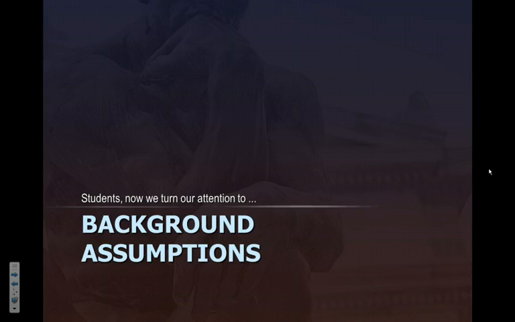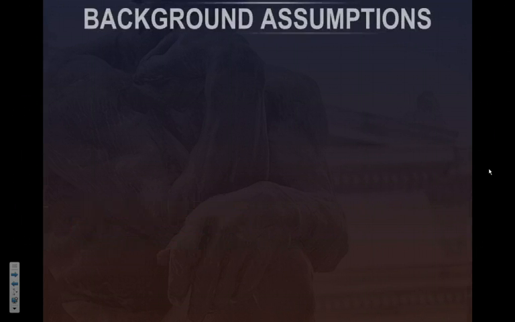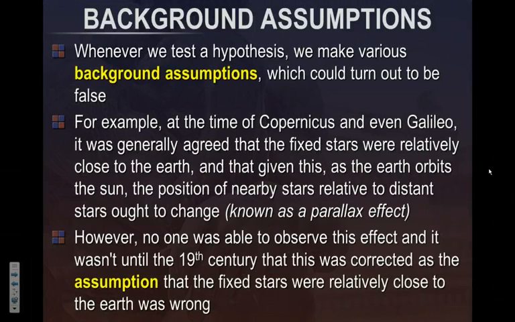The second thing to think about is assumptions, or background assumptions, that scientists might have. So here's the simple one, and by the way, this is where the morning class stopped. At the time of Copernicus and Galileo, they were basing their science on a generally agreed upon theory that fixed stars, which didn't move around in the sky, were relatively close to the Earth, and they used these fixed stars to perform calculations. And this is known as the parallax effect, right?